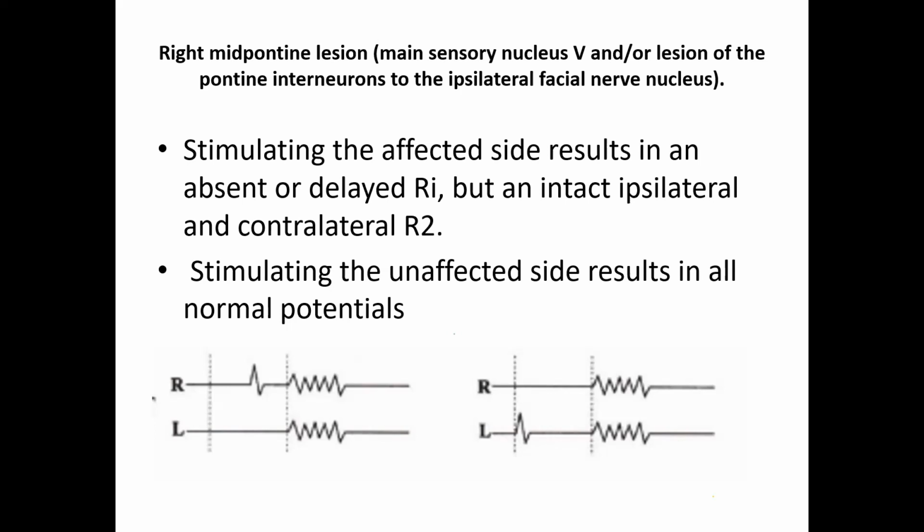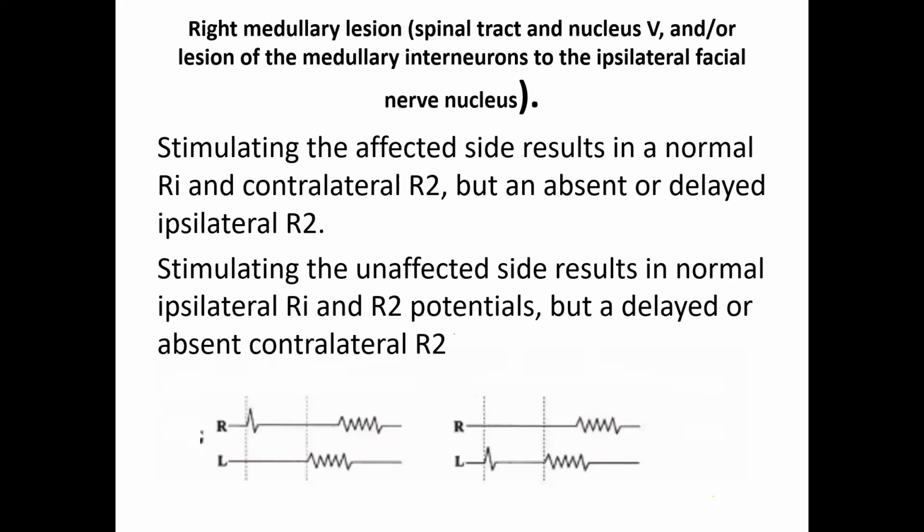Okay. Then a lesion at the medullary interneurons. Medullary, that means the spinal tract of the trigeminal nerve, which we saw is the polysynaptic pathway in the medullary area. What is going to happen in that situation? Contralateral R1. Ipsilateral R1 is delayed. Both R2 are prolonged. Normal R1 will be there on the same side, so ipsilateral R1 will be normal, and contralateral R2 will be normal, but ipsilateral R2 will be impaired. Understood?